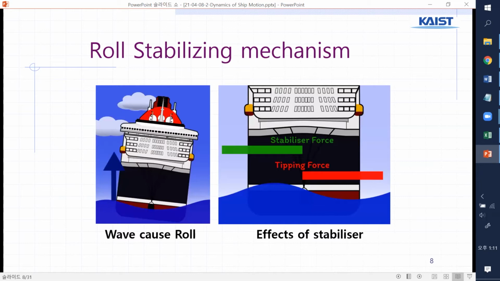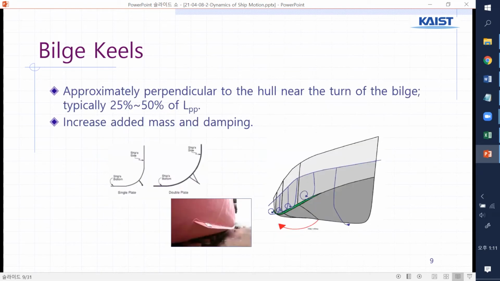So roll stabilization: waves create rolling motion. The wave is bumpy, and then the stabilizer, whatever device it is, compensates the tipping force with the stabilizer force. So balancing of forces is the key point. How do we balance these forces? We manage this by using special kinds of devices.